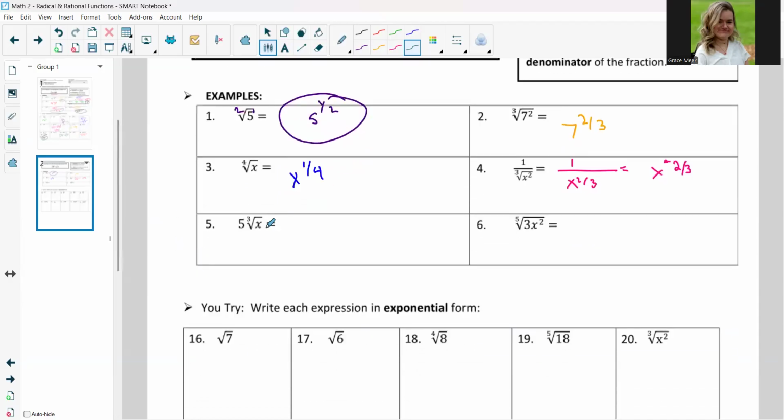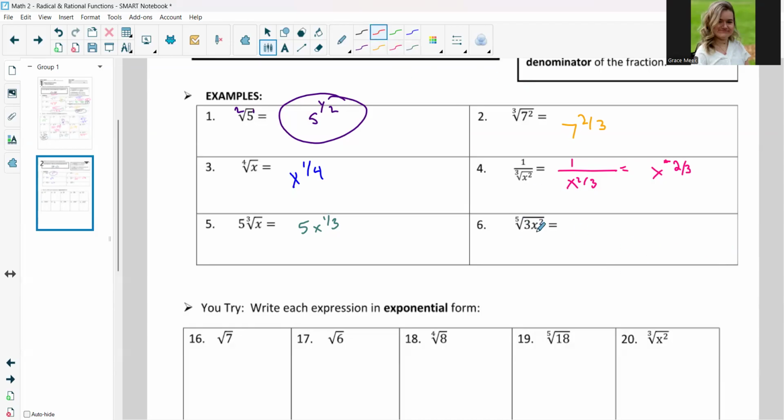Here, my number that's being rooted is just x. So what we're going to do is we're going to leave the 5 the same. I'm going to have x, and then I'm going to take it to the 1/3 power. Because the number on the shelf is going to be 3, that's my denominator, and my numerator is going to be the exponent on the inside, which is 1.